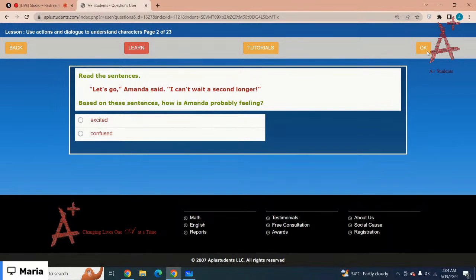Got it? Okay, let's go. Amanda said, "I can't wait a second longer." So, which is the correct option? Is she excited or confused? Yes, I can't wait a second longer. That means she's excited. So, the correct option is excited.